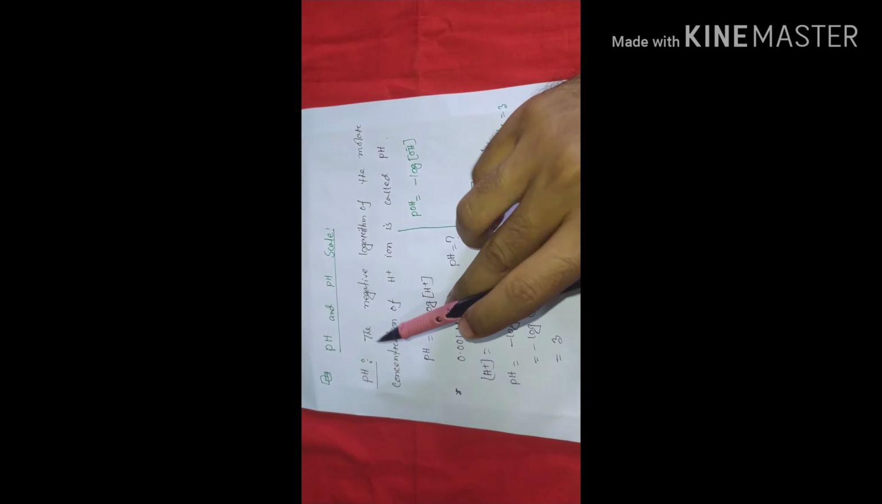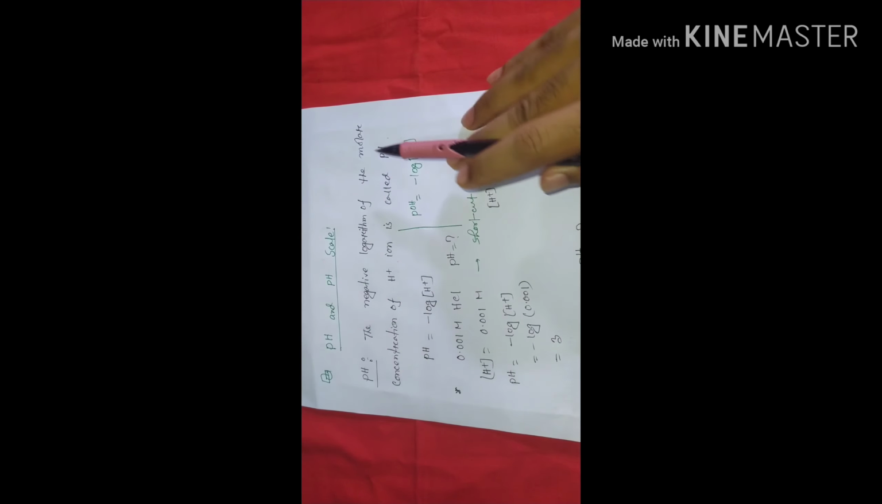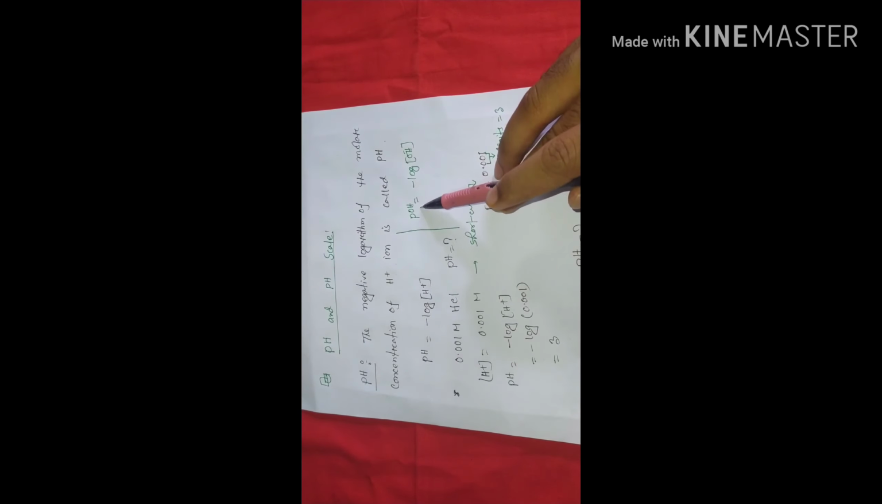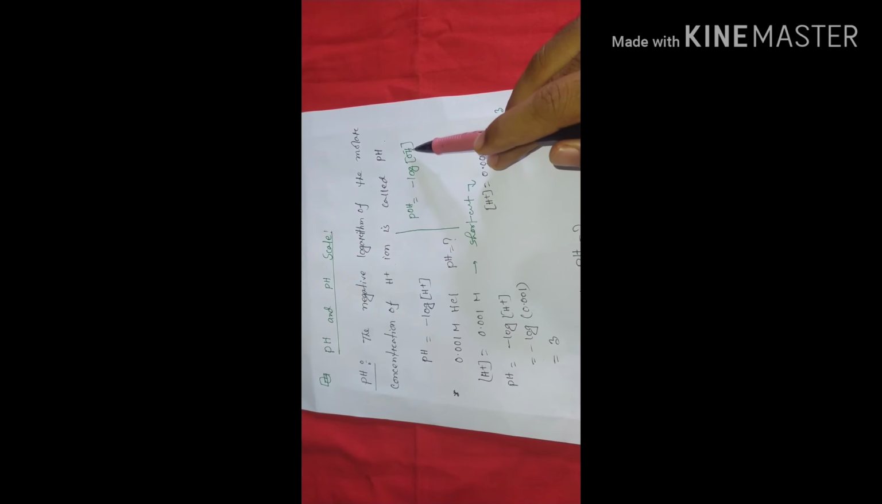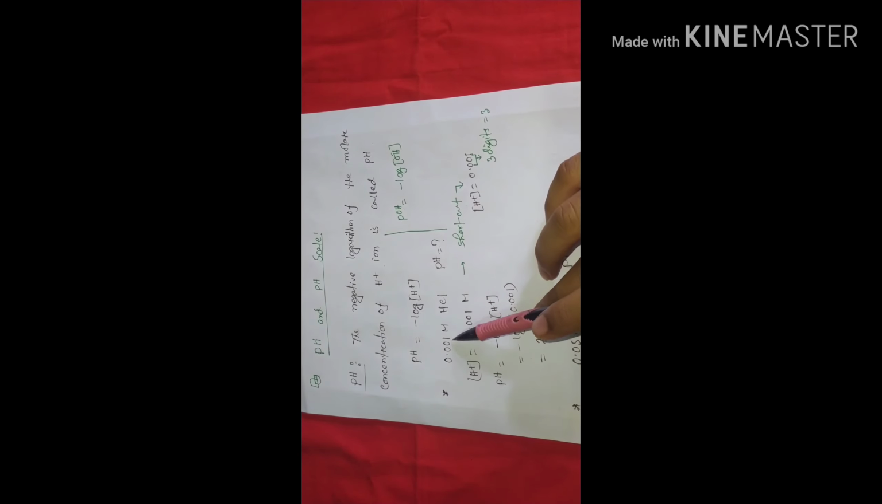pH and pH scale. pH is the negative logarithm of the molar concentration of hydrogen ion. So pH is equal to minus log concentration of hydrogen ion. At the same time, pOH is the negative logarithm of the molar concentration of hydroxyl ion. So pOH is equal to minus log concentration of hydroxyl ion. What is the pH value of 0.001 molar HCl? This concentration is given only for one proton. So the H plus concentration is 0.001 molar. So pH is equal to minus log concentration of H plus. Putting this value, we get the pH is 3.